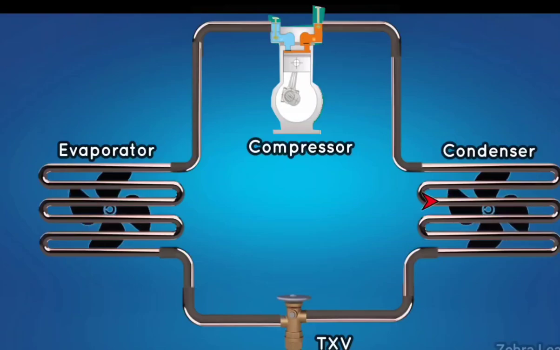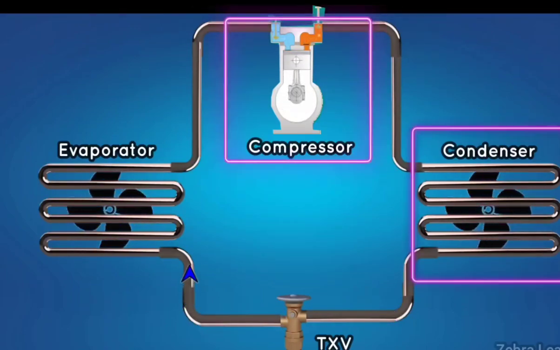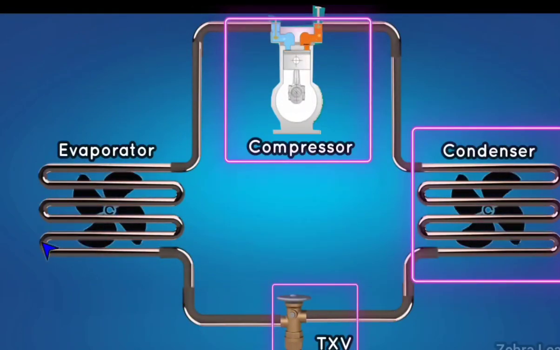Important points that can be covered in this topic are: there are 4 components in the refrigeration cycle: compressor, condenser, expansion valve, and evaporator.